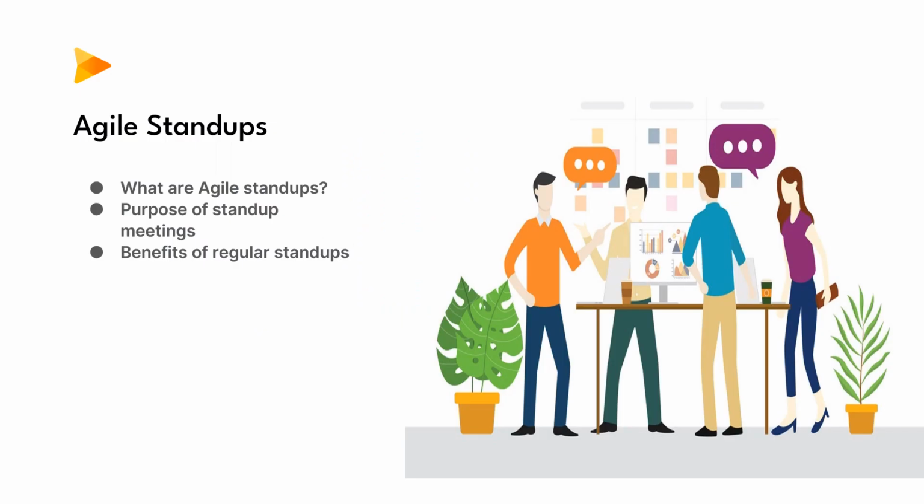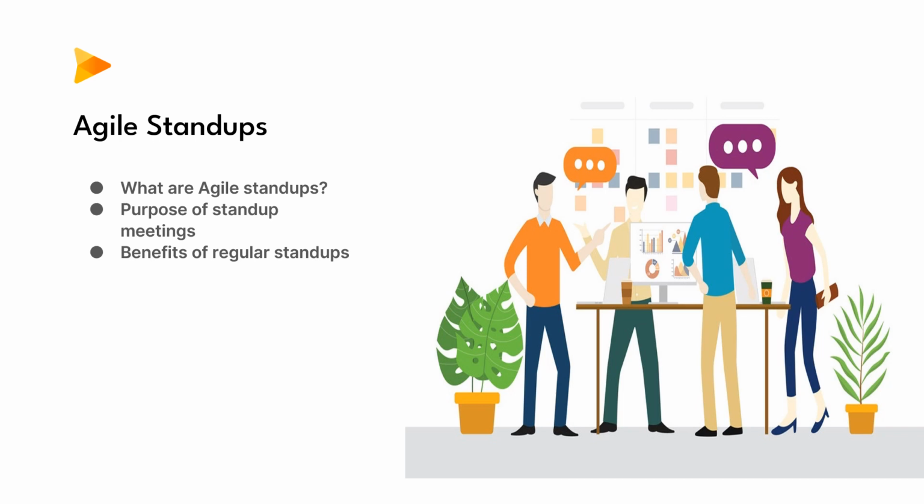Agile stand-ups refer to a daily short meeting in Agile methodologies, such as Scrum, where the team gathers to provide updates on their progress, discuss obstacles, and align their efforts. Stand-ups are a key practice that promotes transparency, communication, and collaboration within Agile teams. Here's an overview of Agile stand-ups.